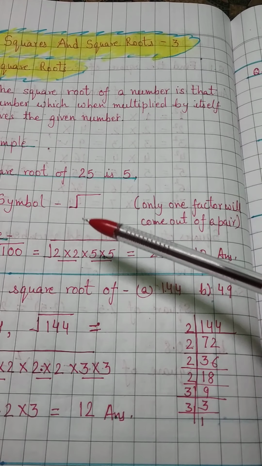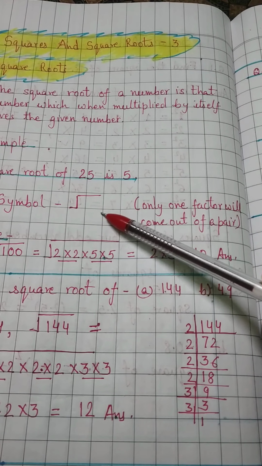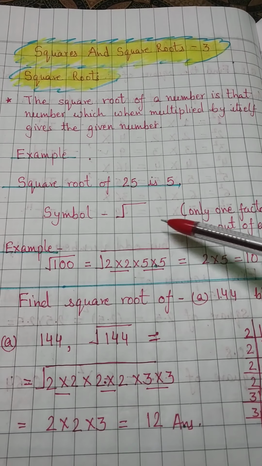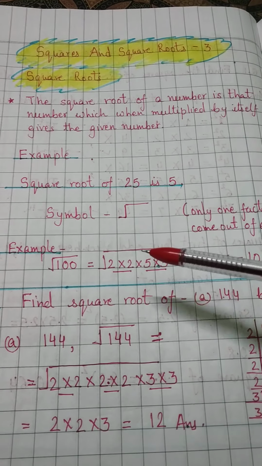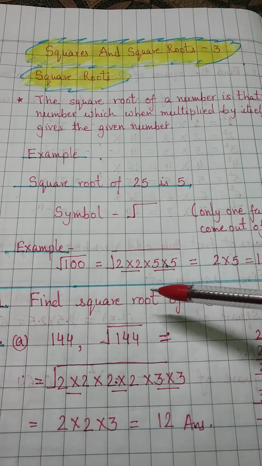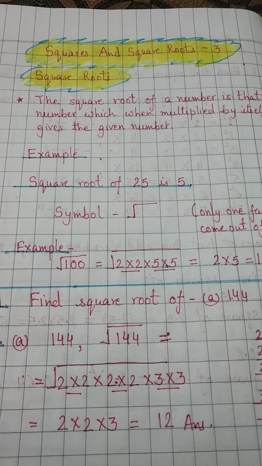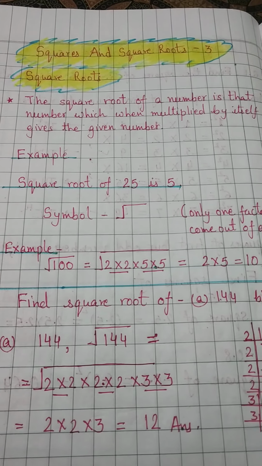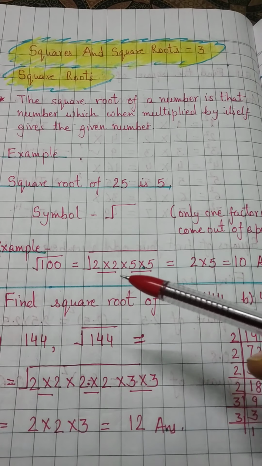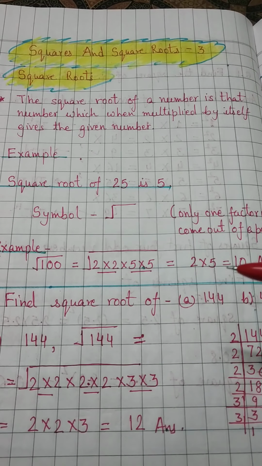Whenever we write something in a square root, only one factor will come out of a pair. So we will make pairs and then take out one from each pair. Like 100, I have taken as an example. First I have done the prime factorization of 100: 2 into 2 into 5 into 5. So here there is a pair of 2 and a pair of 5. Out of one pair, only one 2 we will write outside the square root. So we will do 2 into 5, answer is 10.